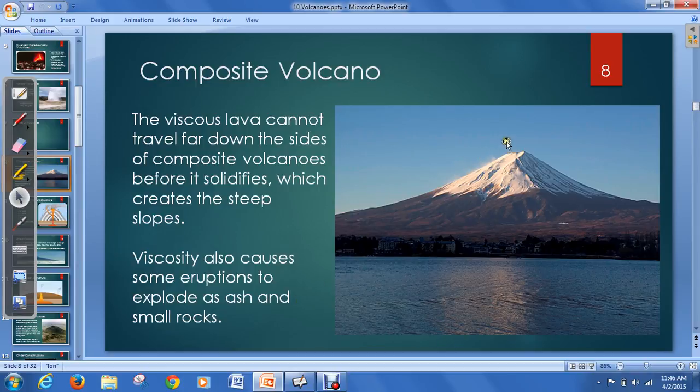Okay. So not only are composite volcanoes very steep, they're generally known for having large explosions because they build up a lot of pressure before they explode. Okay. And so that's a composite volcano again because of the viscosity of the lava or the amount of flow that it has. It has very little amount of flow. It creates these steep slopes and has explosive eruptions. Okay. Let's look at the internal structure.